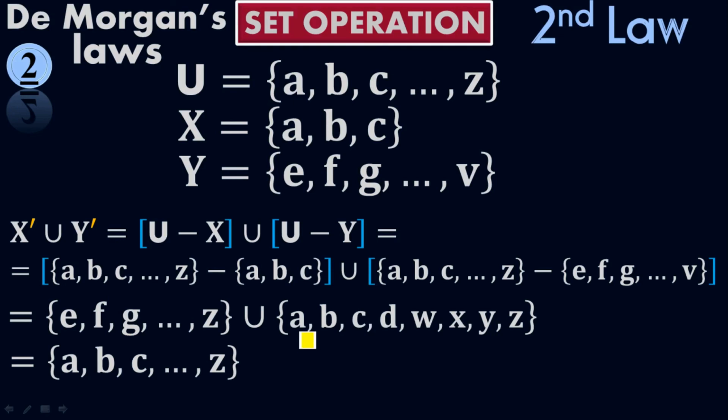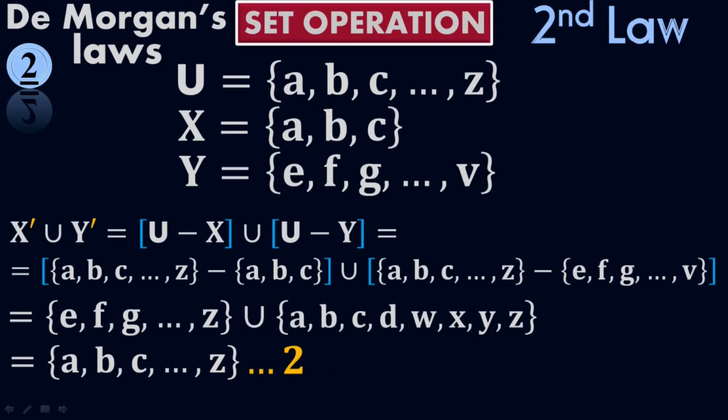In the second set we have A, B, C, D, W, X, Y, Z. These are the elements which exist here as well. Look, W, X, Y, Z are the elements in the second set which are repeating in the first set as well. So we're going to take the common ones and then we'll put the rest of the elements as they are. It starts from A, comma B, comma C up to Z. This is the union of the elements of these two sets. This is the combination of all the elements of these two sets.